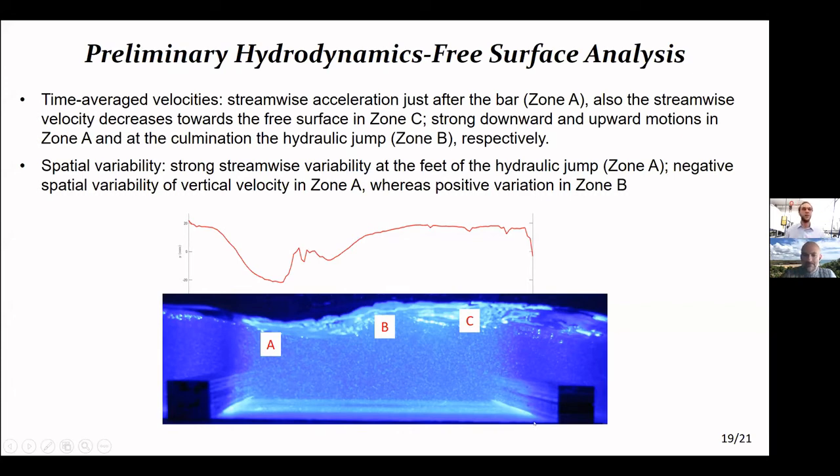In terms of spatial variability, it is possible to see a strong streamwise variability just before the hydraulic jump, while there is negative variability for the vertical velocity before the hydraulic jump and positive after the hydraulic jump.